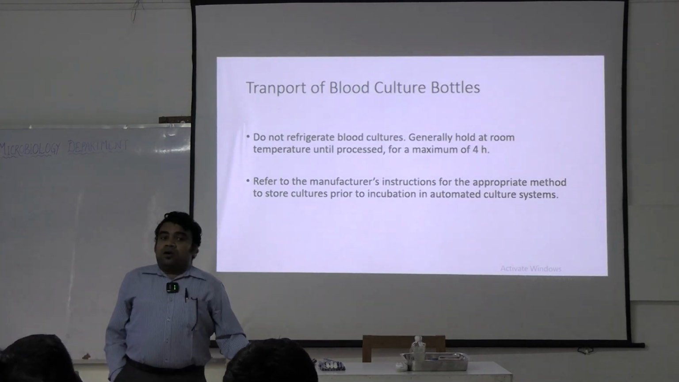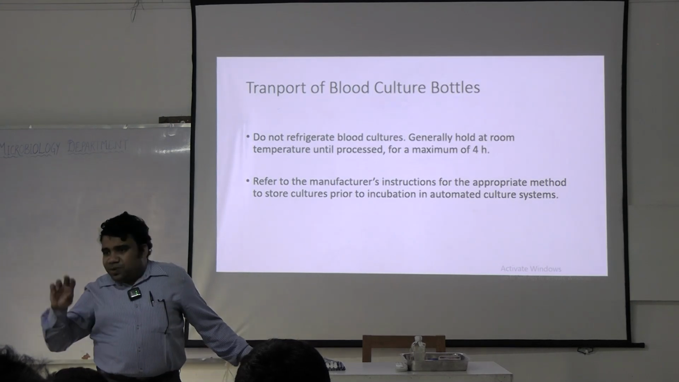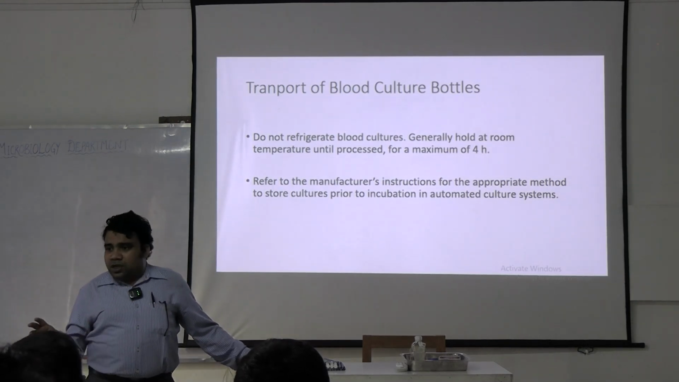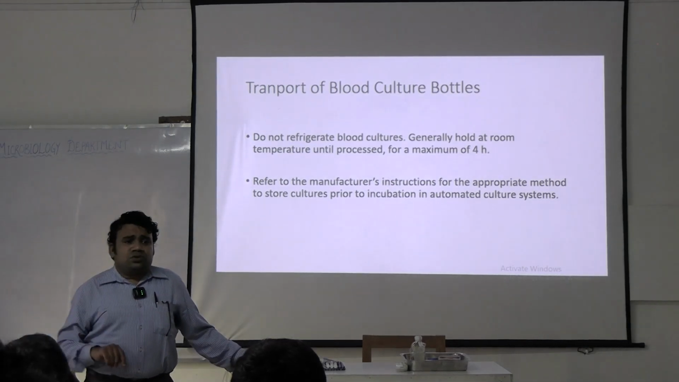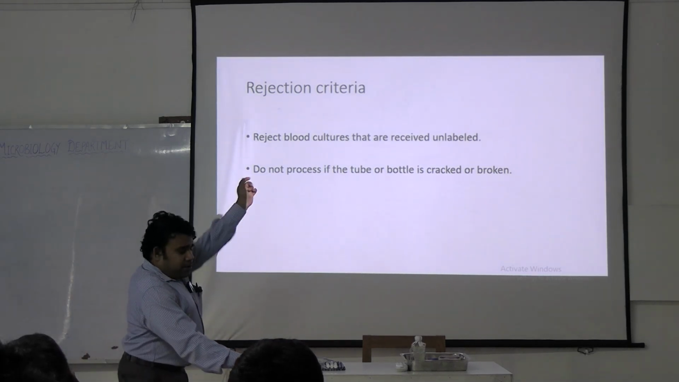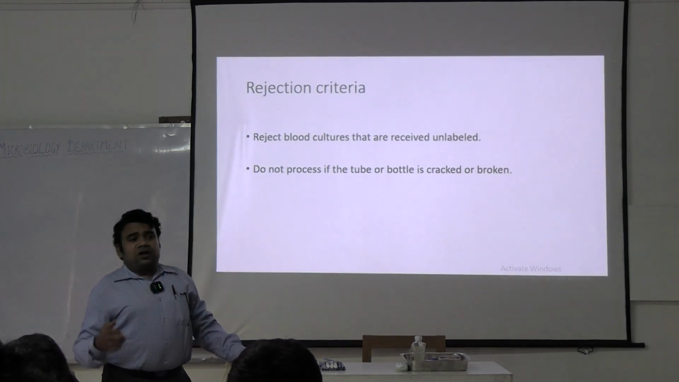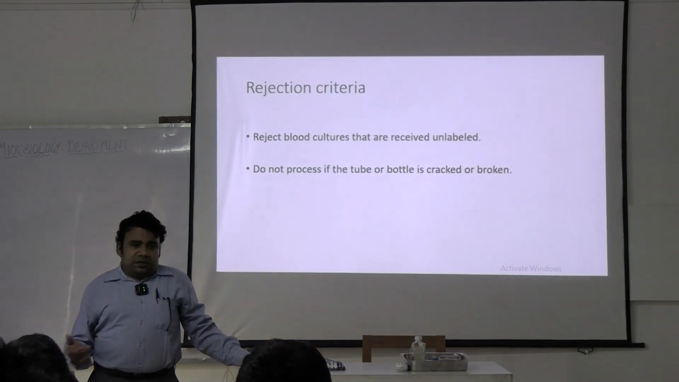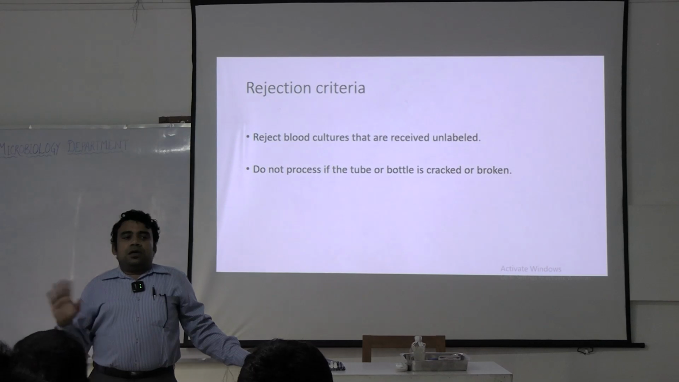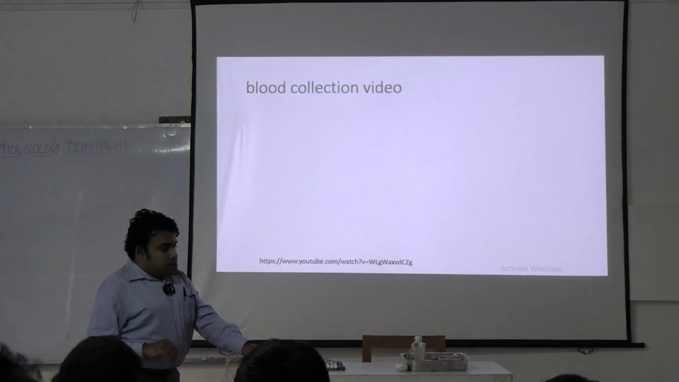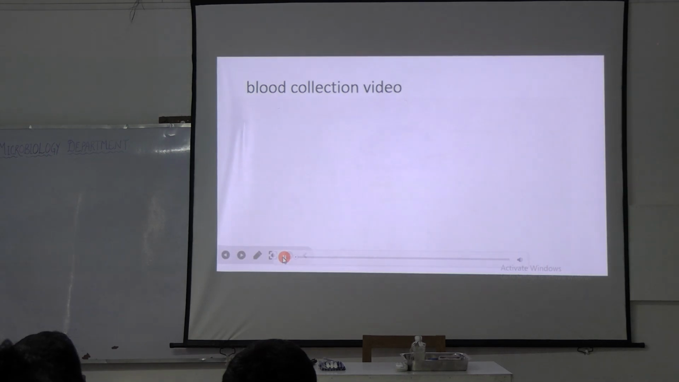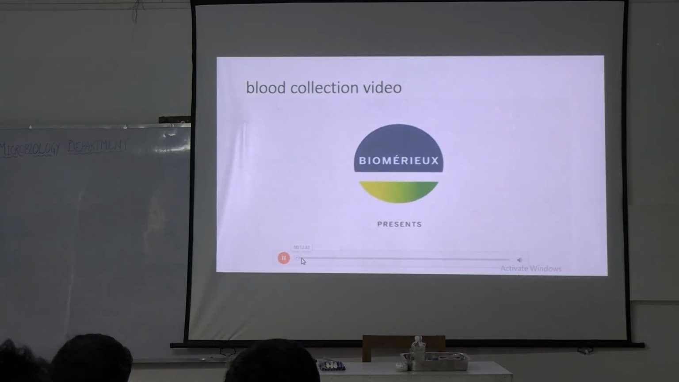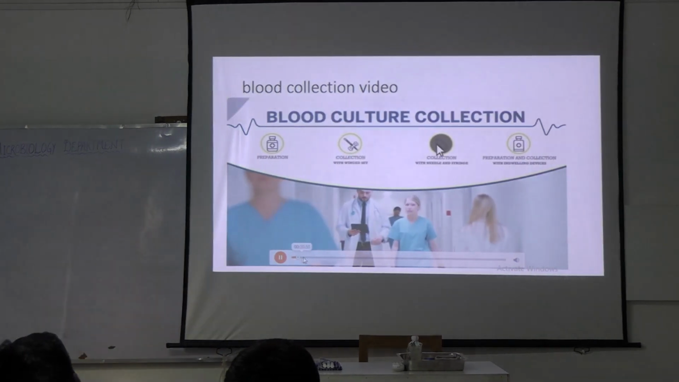Whatever bottle you are using, you should always look at the expiry dates, when it should be used and when not. According to the manufacturer guidelines, or if it's a conventional method, you should ask the laboratory itself which is sending you the bottle. And obviously, if you don't label it properly, or if the bottle gets broken or damaged, it will be rejected. So take proper precautions so that those things don't happen. This is a video that is also on YouTube by Biohazards, a company which makes automated blood culture systems.